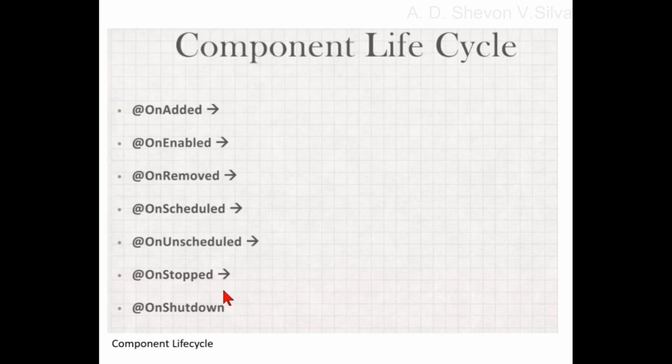@OnStopped. A method with this annotation will be called when a processor or reporting task is no longer scheduled to run, and all threads have returned from the onTrigger method. If such a method throws an exception, a log message will be generated, and the exception will otherwise be ignored. Other methods with this annotation will still be invoked.